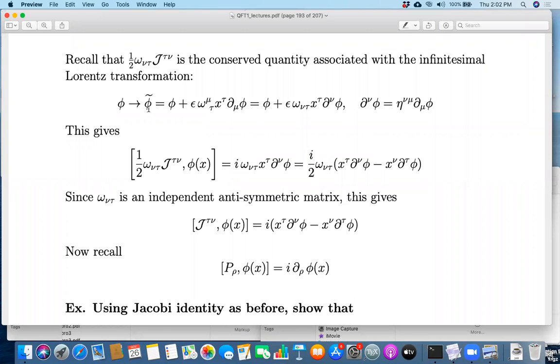Phi goes to phi tilde, which is phi plus epsilon omega mu tau x tau del mu phi. And this I have just rewritten, by lowering this index and raising this index, as epsilon omega nu tau x tau del upper nu phi, where del upper nu phi is just eta nu mu times del mu phi. This means del phi del x, the derivative of phi with respect to x.